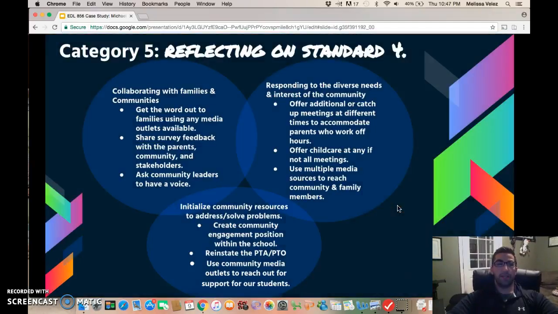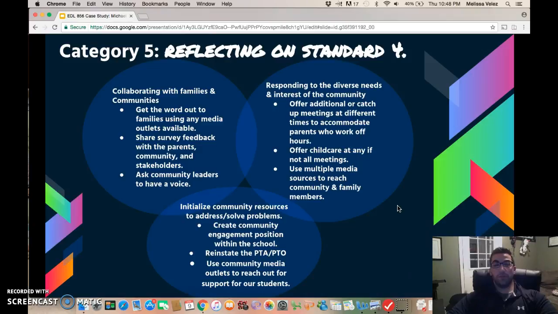Category 5, reflecting on Standard 4. There were 3 levels, if you can say, that I decided to talk about. The first one was collaborating with families and communities. First, we need to get the word out to families using any media outlet available. We need to share survey feedback with the parents, community, and stakeholders. And we also need to ask community members to have a voice.